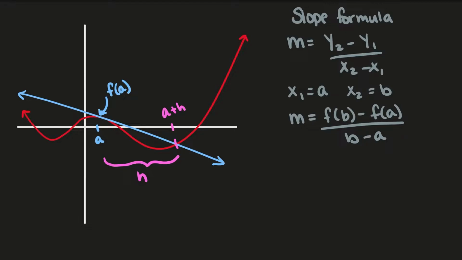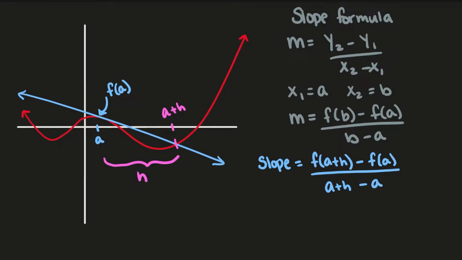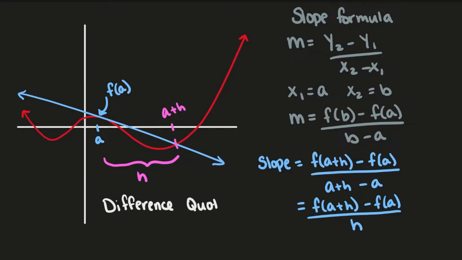So another way that we can write our slope is we can say that our slope is going to be equal to f of a plus h minus f of a all over a plus h minus a. Well, in our denominator, our a's will cancel, so we're actually going to get f of a plus h minus f of a all over h. We can rewrite this, and this actually represents our difference quotient, which you'll typically see written as f of x plus h minus f of x over h.